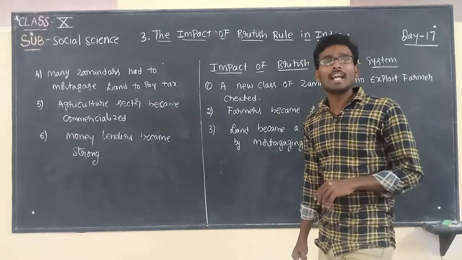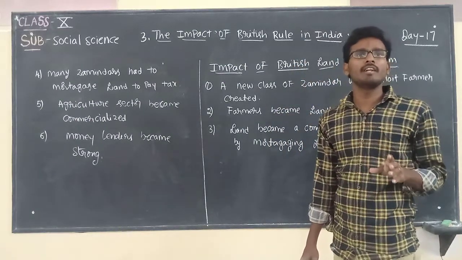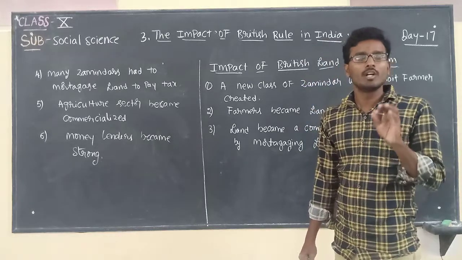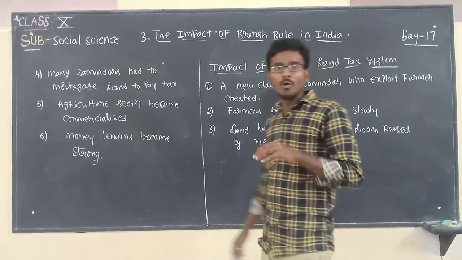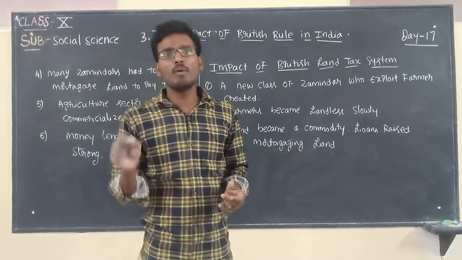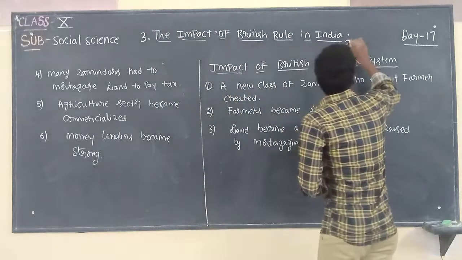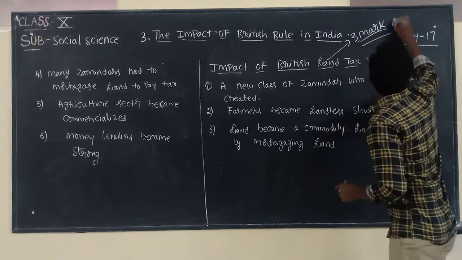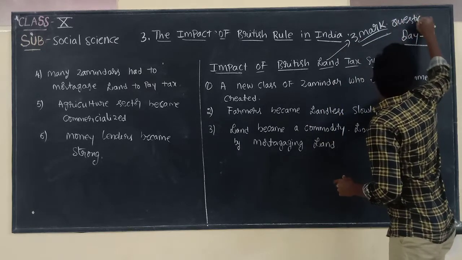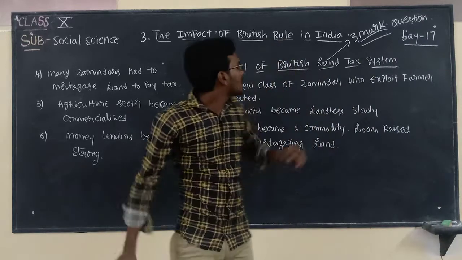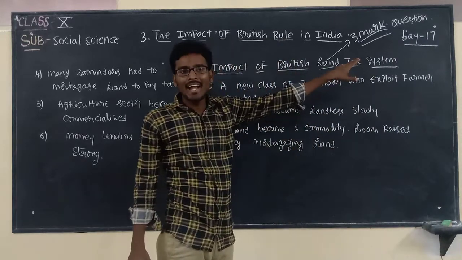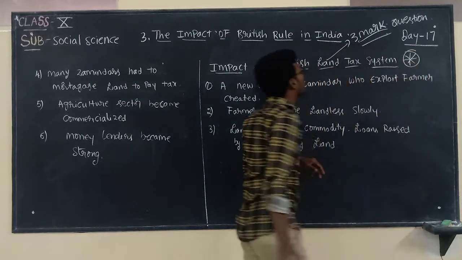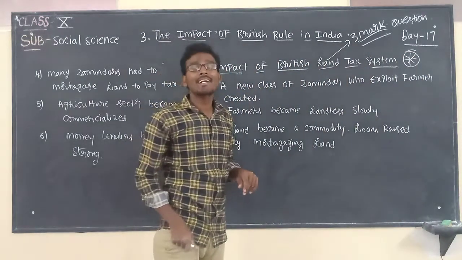Okay, so far we dealt with the differentiation between the Zamindari system, Mahalwari system and Ryotwari system. So now, what we are going to discuss is very, very important for 3 marks. A very important concept for the 3 mark question. That is nothing but the impact of the British land tax system. Very, very important.